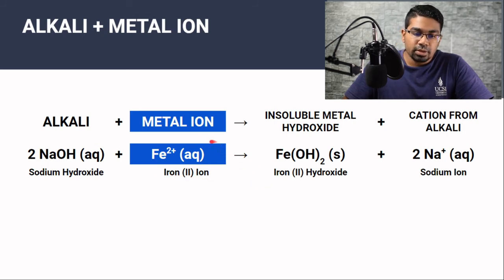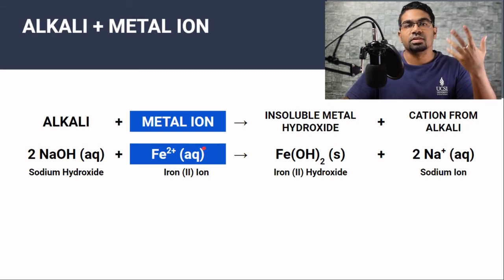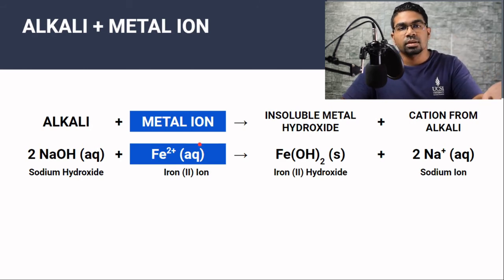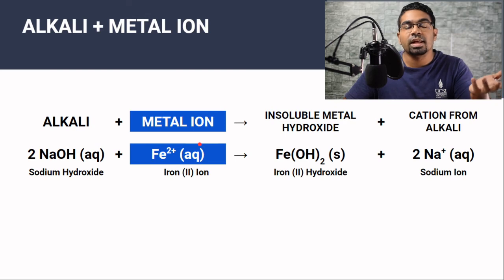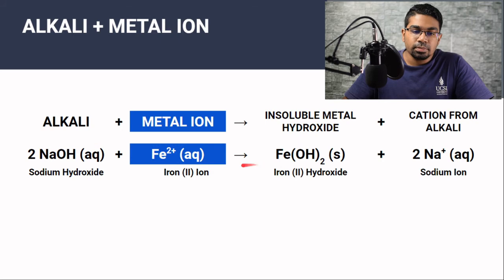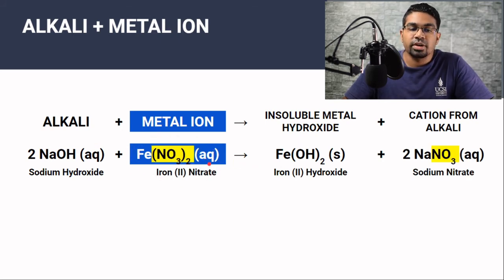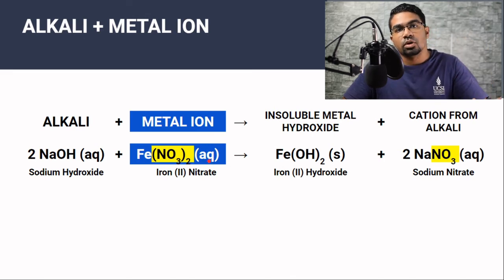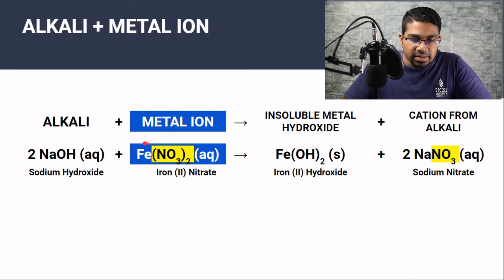Now these ions here, metal ions, normally do not exist on their own. We will not have a solution of cations. The cations normally exist in an ionic compound. So the solution will be a solution of an ionic compound that contains these metal ions. For example, in this case here, iron 2 ions may come from a solution of iron 2 nitrate. For example, it can be any other soluble salt that contains these cations. So the reaction is actually between sodium hydroxide and iron 2 nitrate.